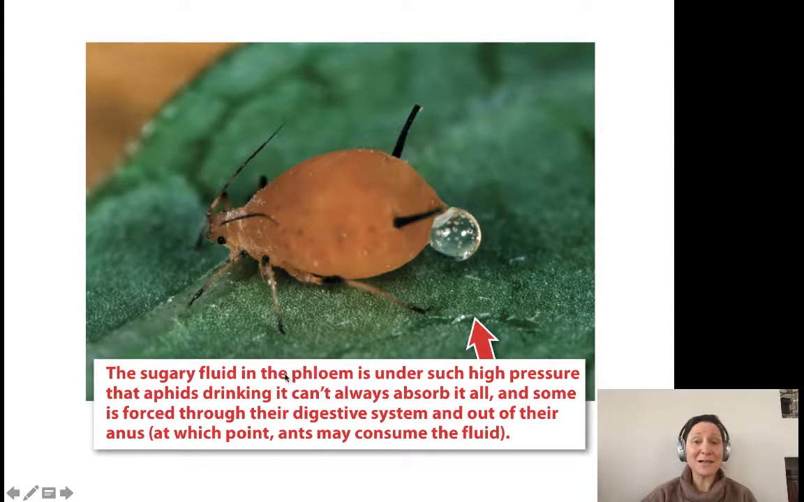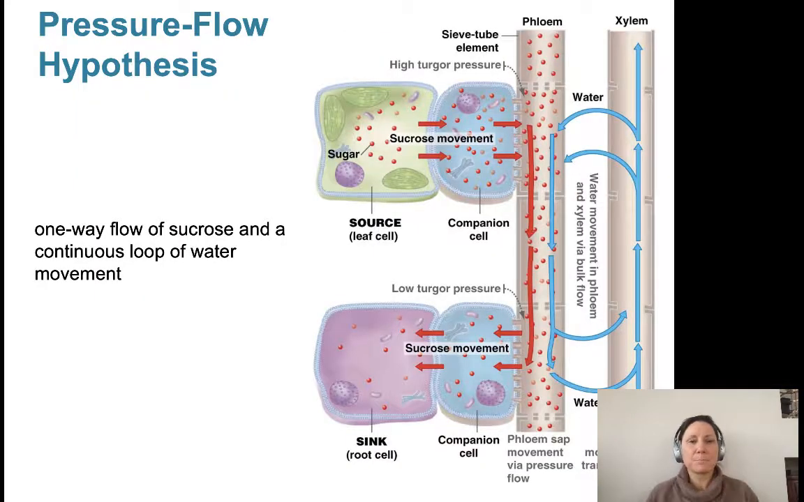Interestingly, the sugary fluid in phloem is under such high pressure sometimes that aphids, and you're seeing an example here, drinking can't absorb it all, and some is forced out through their digestive system and out their anus. And sometimes ants will come up and suck up this sugary treat for themselves. So win-win. Okay. So there's a one-way flow of sucrose and a continuous loop of water movement. Just to be clear on that.